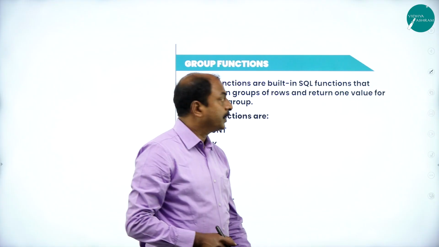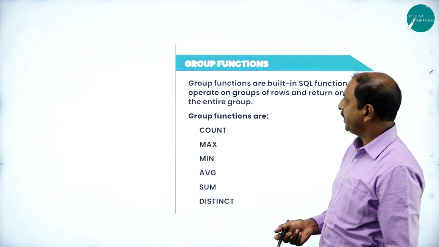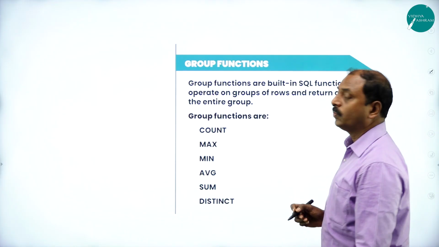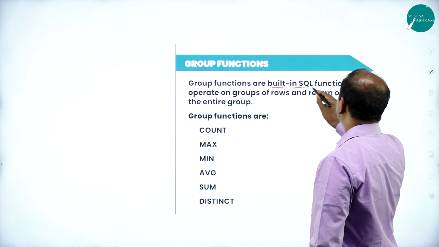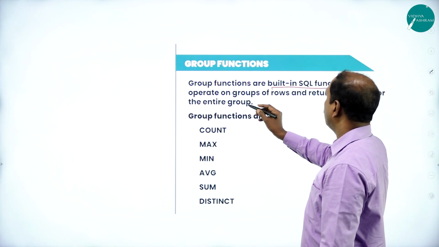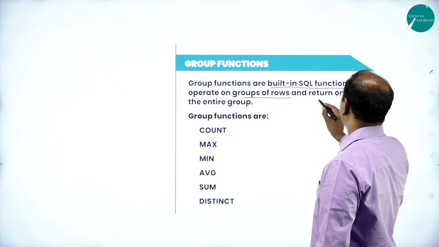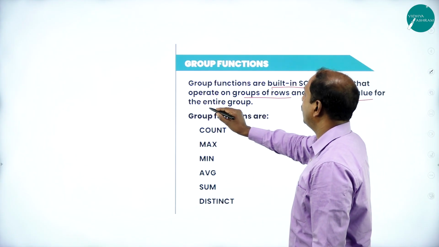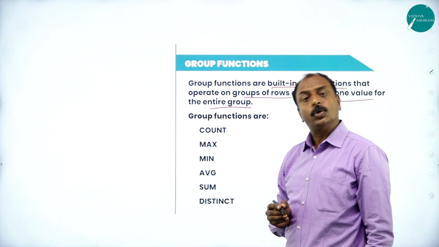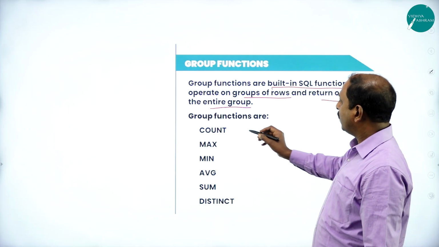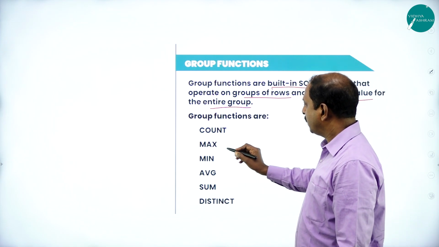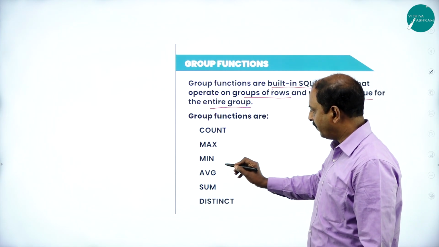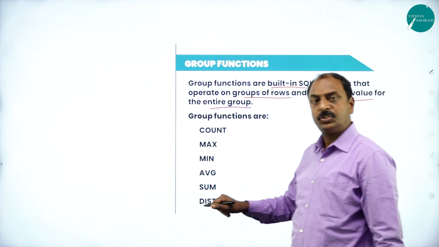Next concept is group functions. So what are group functions? Group functions are built-in SQL functions that operate on groups of rows and return one value for the entire group. Following are a few group functions of SQL: count, maximum, minimum, average, sum and distinct.